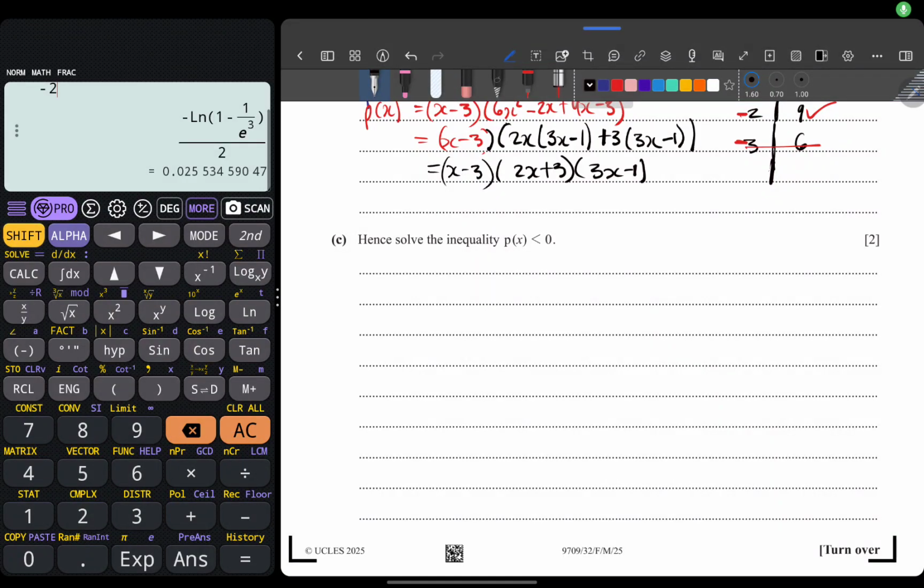Inequality. It says, hence solve the inequality P of x is less than 0. So let's put what our P of x was. P of x was actually a cubic, because it would end up having x minus 3 multiplying 2x plus 3 multiplying 3x minus 1. And they said we want to solve that it is less than 0. This is just so easy because we have the roots, which means we have the positions where our graph is going to cut the x-axis. Let's put that. All right.